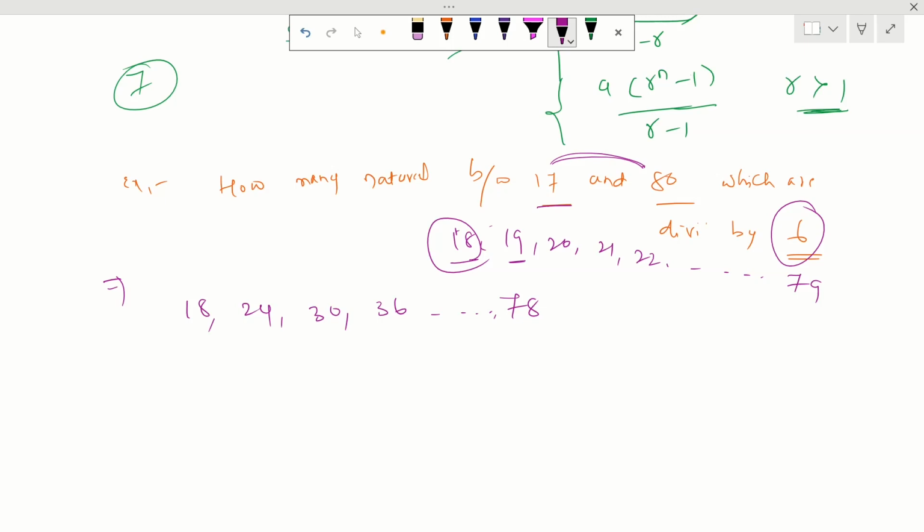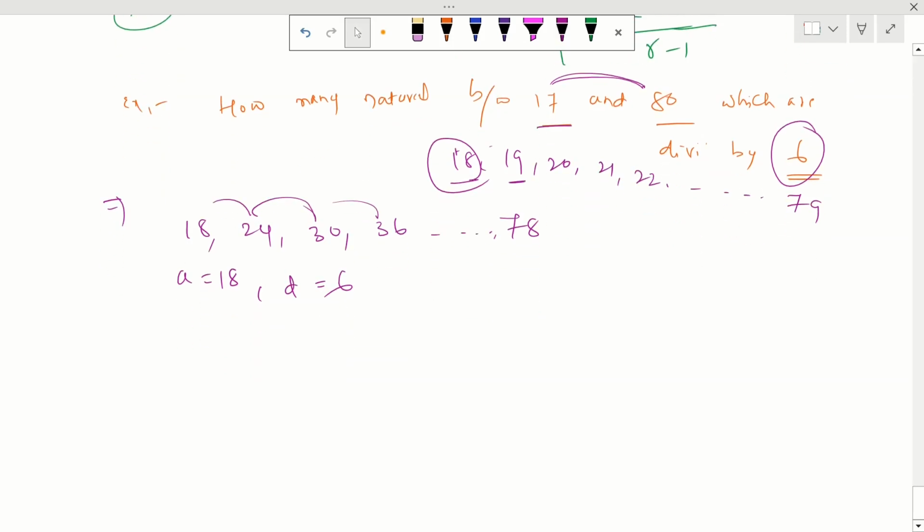Now what we have to do here: the first number is what? 18. And the difference is what here? If you check, all over it is the same, 6. How can we find this difference? Last term minus first term. The last term is 24 minus 18, so we have 6 as the difference here.